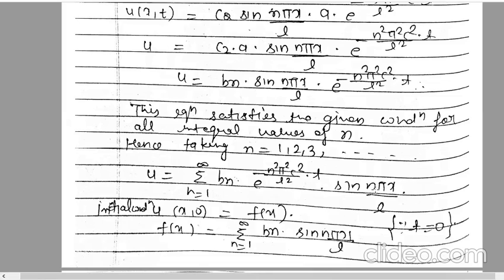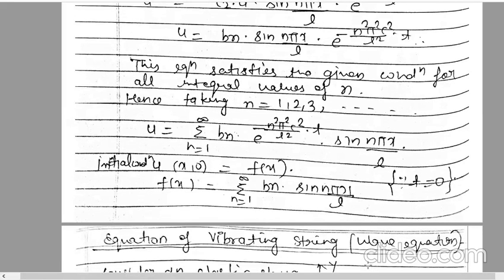Now, next one, what is your initial condition? The initial condition is u at (x, 0) is equal to f(x). That means your time t is equal to 0 here. So your temperature function will be f(x). So f(x) is equal to, if you put t equal to 0 here, summation n equal to 1 to infinity of bn sin n pi x upon L. So that is your final solution. This question can be asked for 15 marks, so just prepare this question.